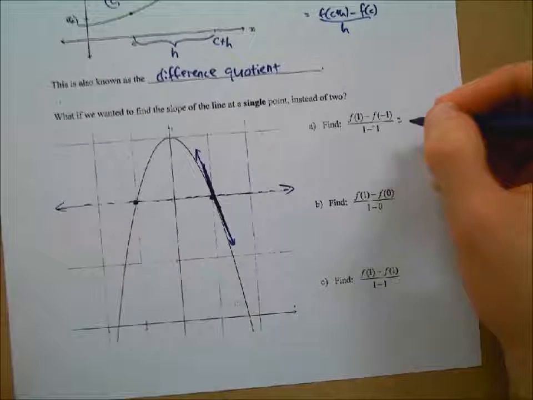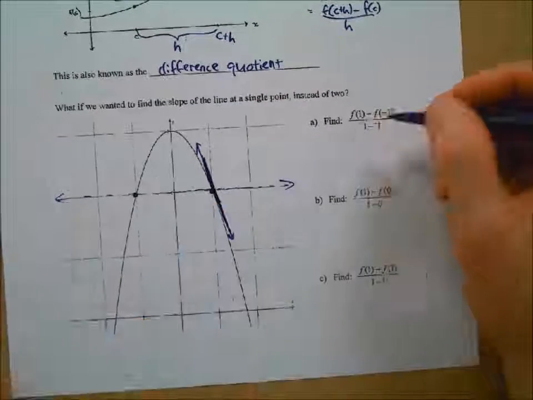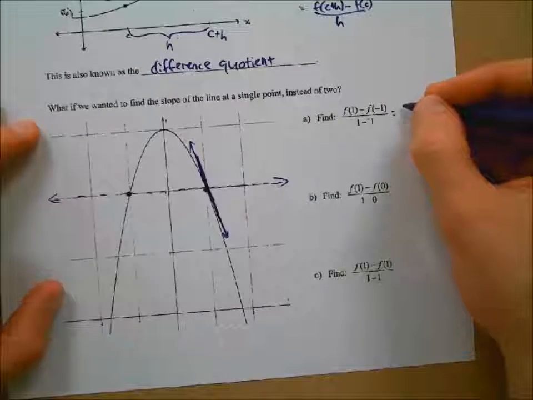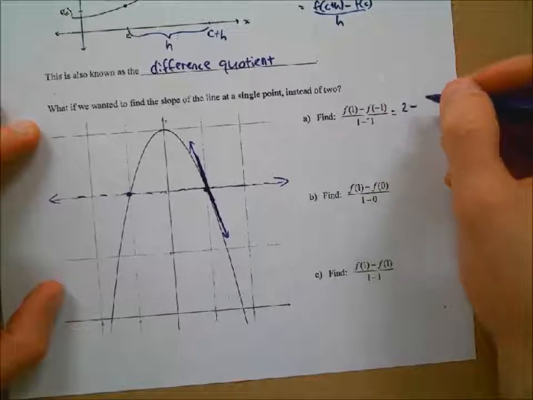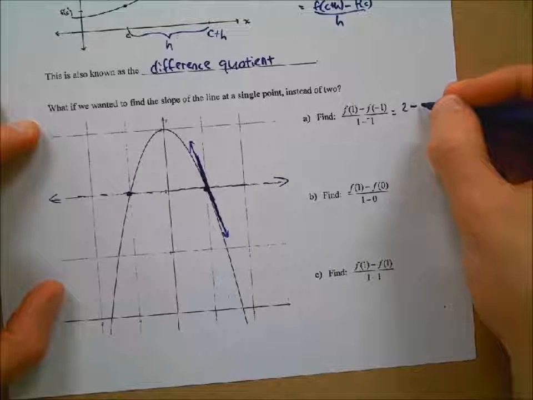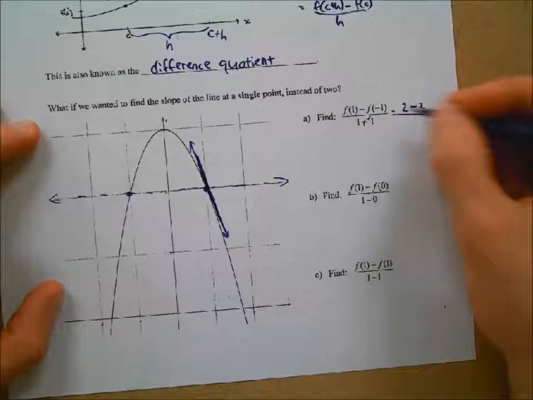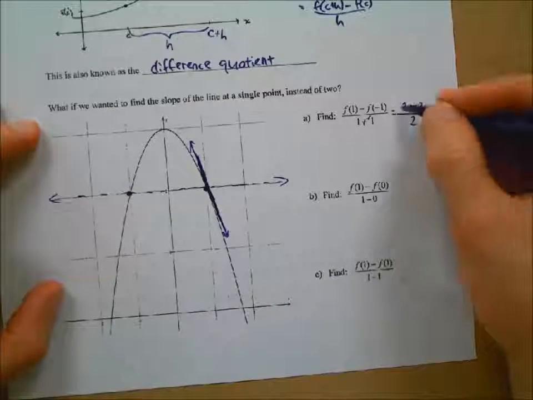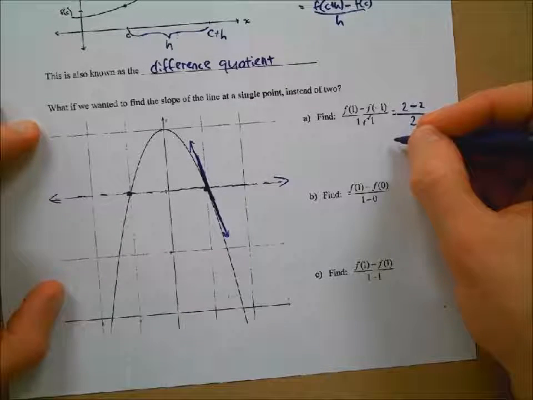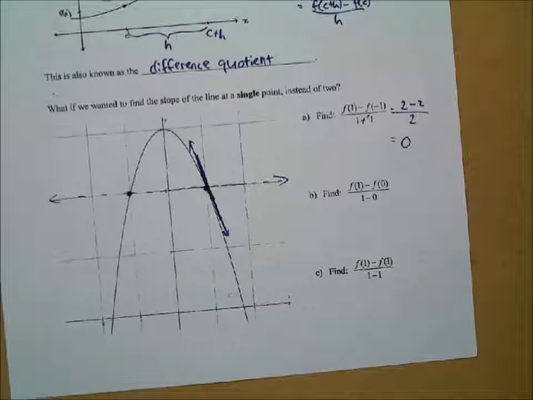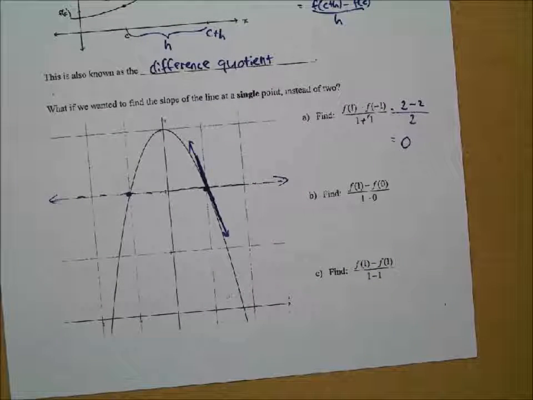So f of 1, well, according to this graph here, what is f of 1? 2. Okay, minus, what's f of negative 1? 2 again, over, and then 1 minus negative 1 is the same thing as 1 plus positive 1, so it's going to be over 2. So 2 minus 2 divided by 2, 0 again. And so our slope is 0. Okay, our secant slope is 0.